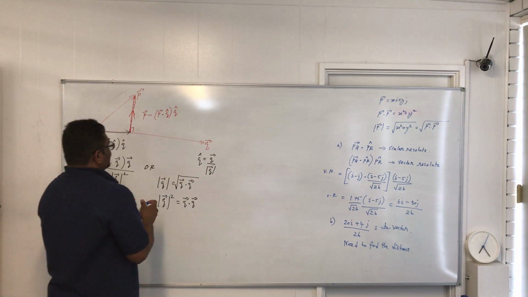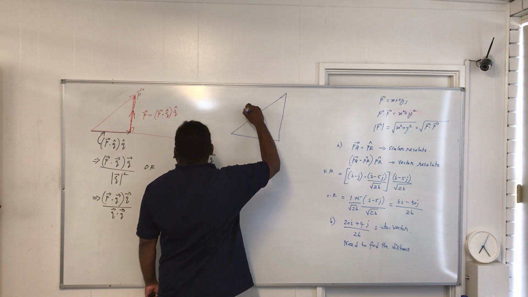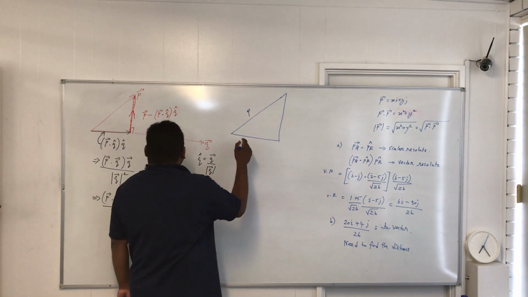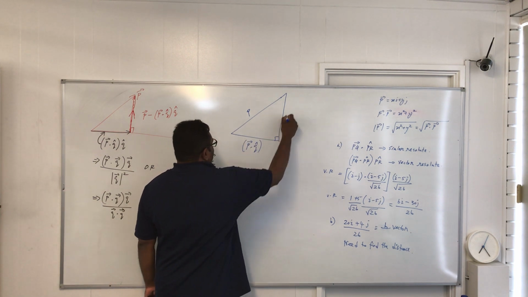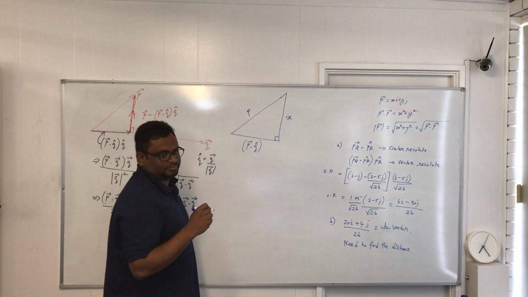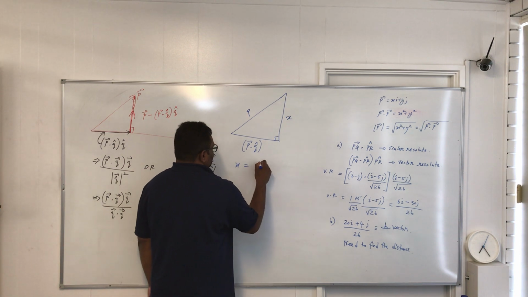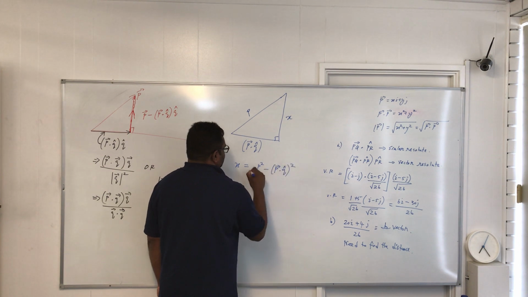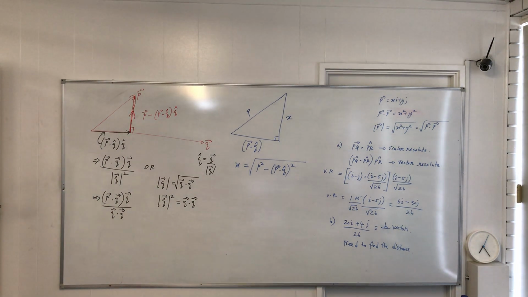Oh, because you found the scalar. You found both sides. So you know this, you know the scalar resolute. There was a reason why you found the scalar resolute. This is the scalar resolute. You find x. What's the hypotenuse squared minus scalar resolute squared? That's basically what it was.